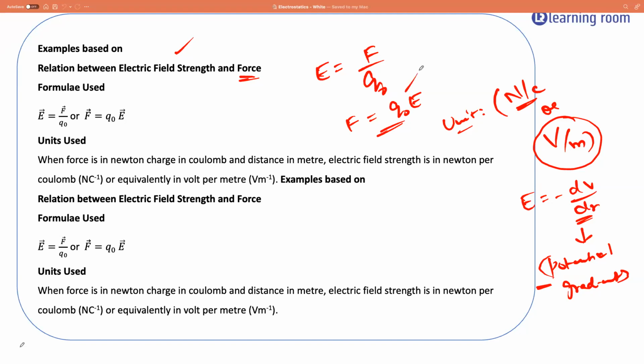Anyways, here we are going to concentrate only on problems based on F is equal to Q naught into E. In some books you would have seen something like this: limit Q naught tends to 0, F divided by Q naught. So why do we write this Q naught tends to 0? Because the value of test charge is supposed to be very, very small, so that the test charge is not able to create any influence on the source charge.